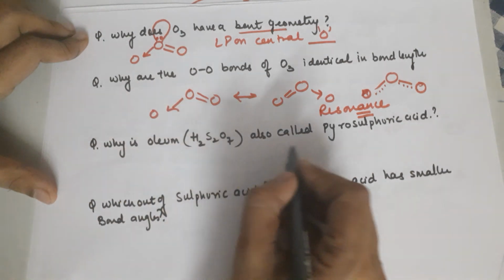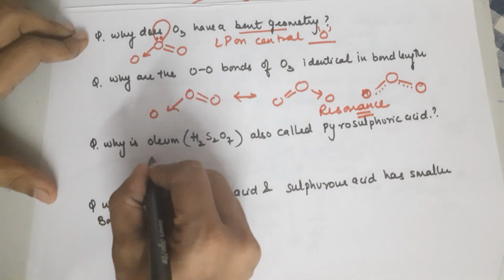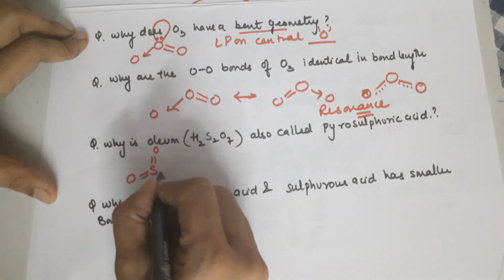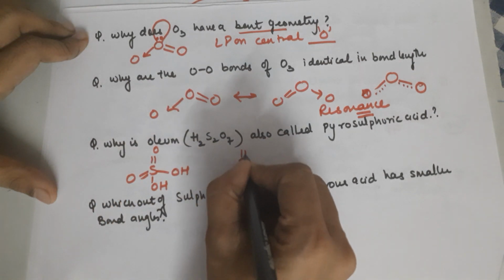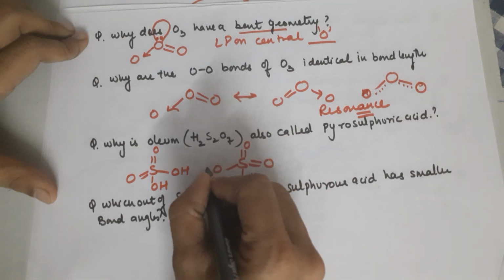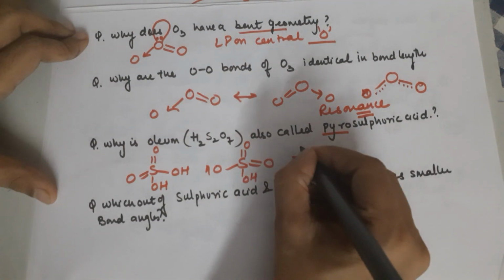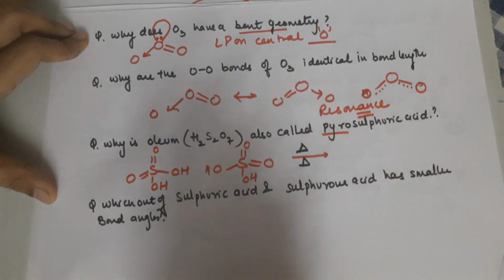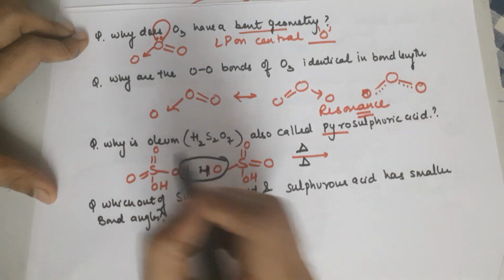Now, when we talk about pyrosulfuric acid, this has sulfuric acid molecules. A sulfuric acid molecule looks like this. If you have 2 sulfuric acid molecules, this is their structure, and pyro means heating. So if you heat them, then they lose a water molecule. This is hydrogen. This loses a water molecule.